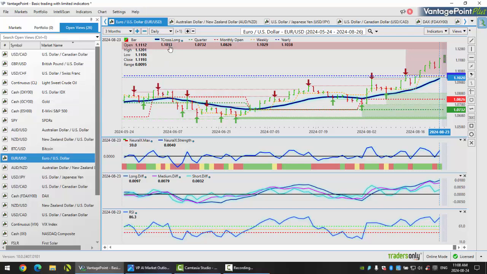So our main support, this is very easy to identify, 110.38. What I'm looking for, and another strategy you can use with your VP software, is I'm looking for the T-cross long to actually cross over the yearly opening price. I believe that is going to be very, very difficult, but the levels are looking better. But September historically has not been good for the euro, guys.